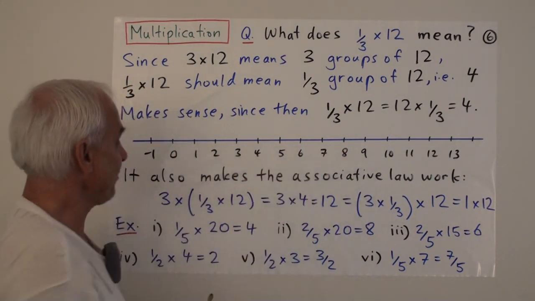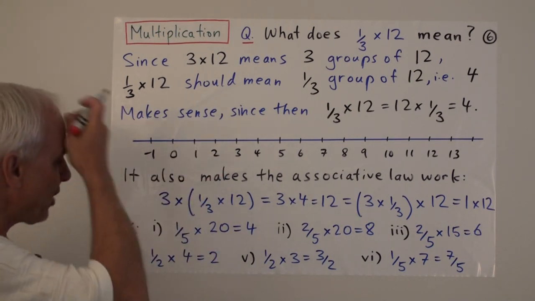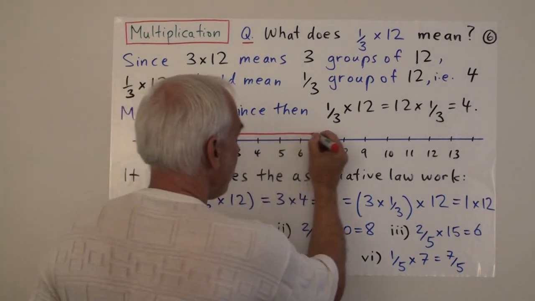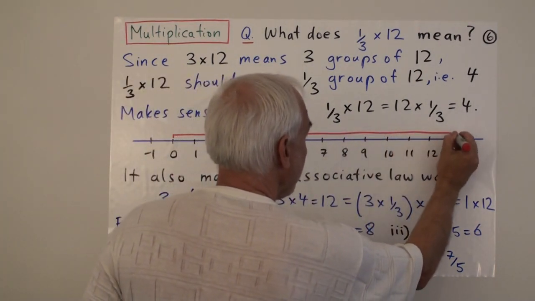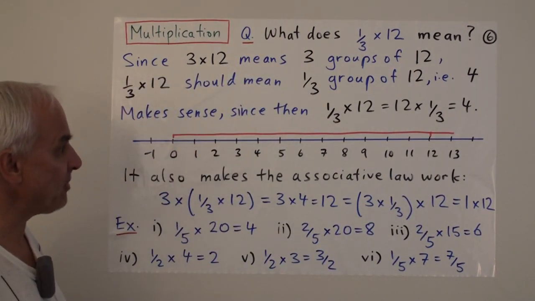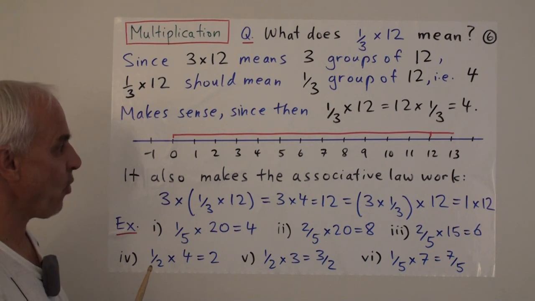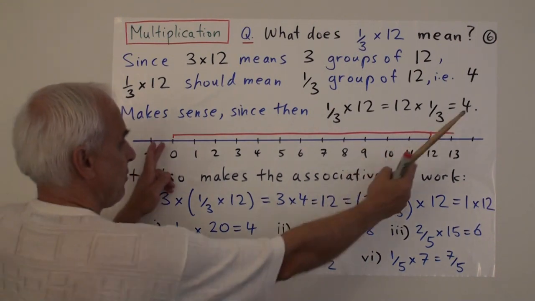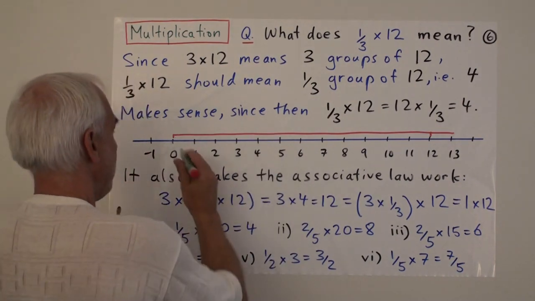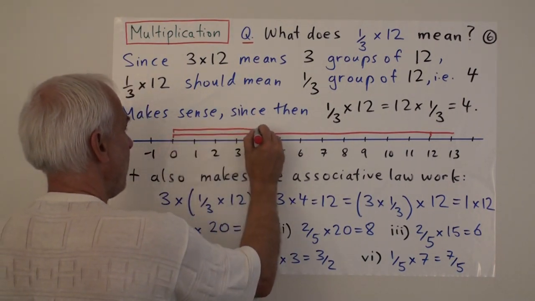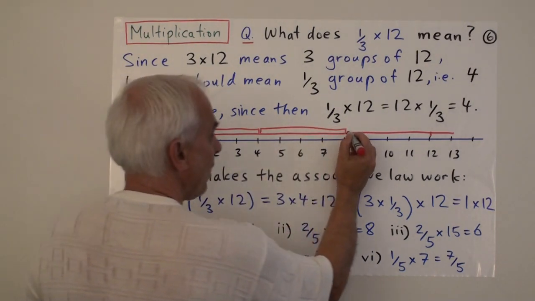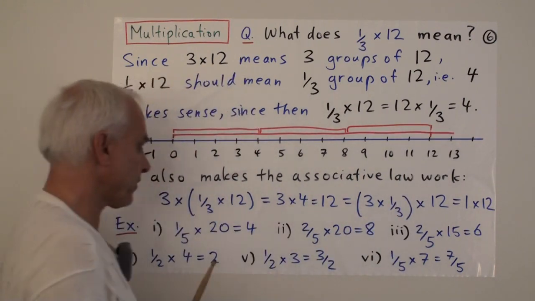So here's our number line, and let's have a look at what we're talking about here. 12 is this whole interval up to there. And 1/3 times 12 means we want to take 1/3 of that. Well, this is really dividing it by 3 in this case, which is 4. Because if we do another copy of that, we get 8. Another copy is 12.